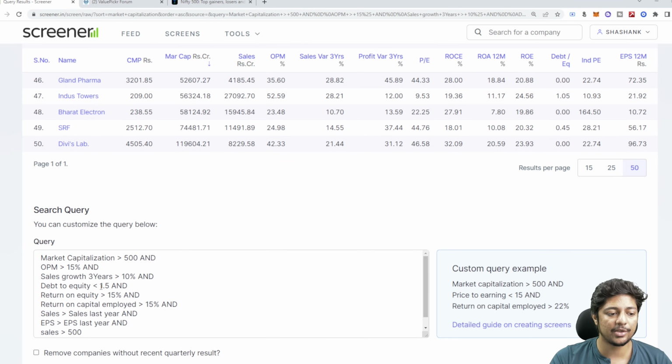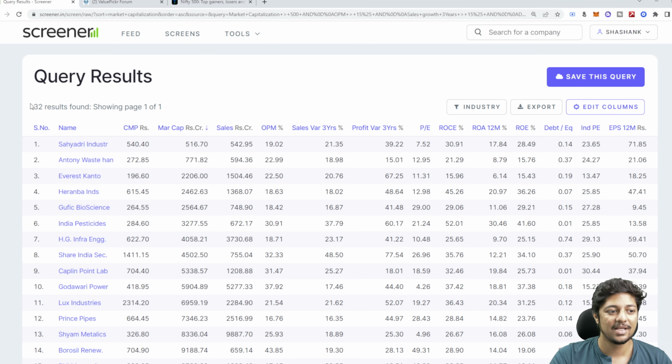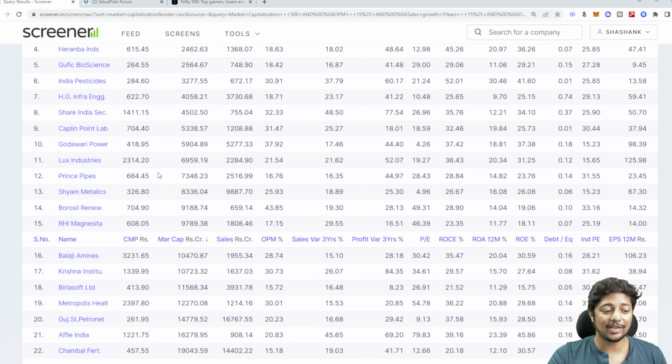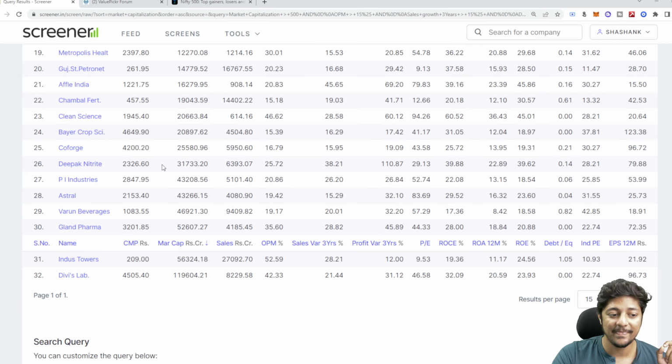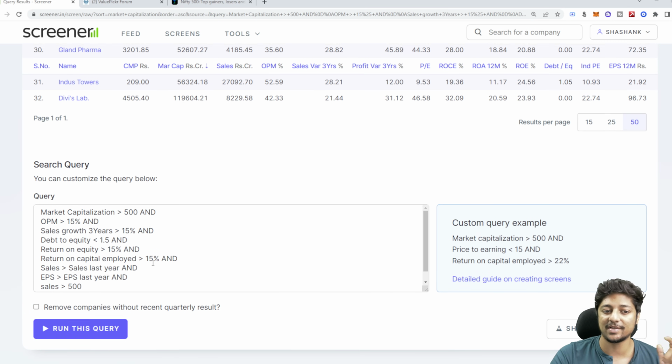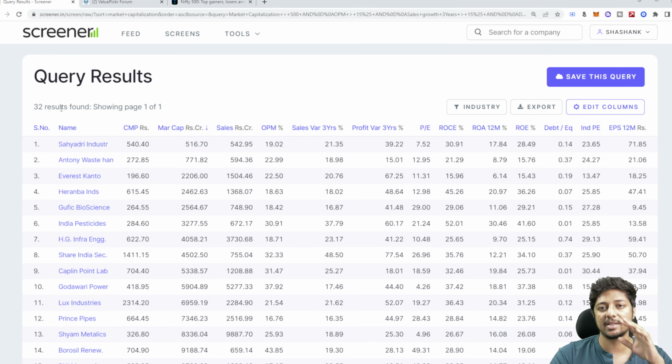Now here what you can do is you can reduce either the debt to equity ratio or you can increase the sales growth of 3 years to maybe 15%. This will again reduce a lot of things, but I would not suggest doing this. See, it comes down to 32. That means these are companies that are growing at 15% year on year sales growth rate, right? And their last year sales above 500. Now you start looking at these companies individually. Now you have to research 32 companies, right?